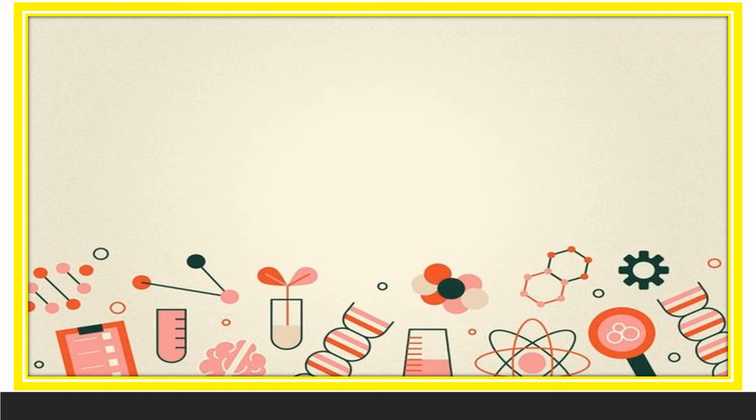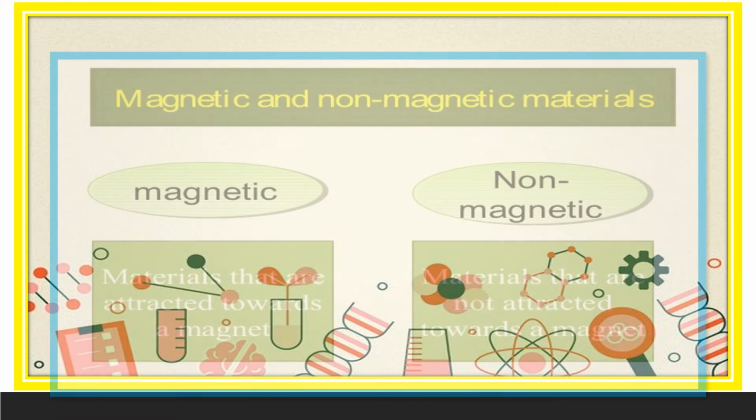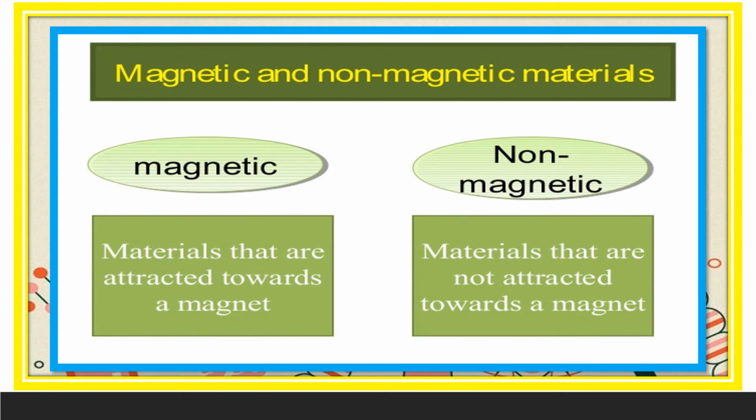A magnet is usually made from a substance that contains iron. A magnet attracts other magnetic materials. Not all metals are magnetic. Magnetic materials are materials that are attracted towards a magnet. Non-magnetic materials are materials that are not attracted towards a magnet. Now, let us see the different examples of magnetic materials and non-magnetic materials.